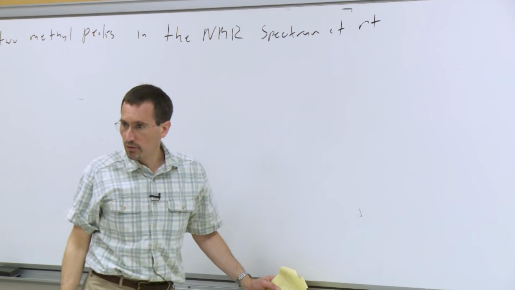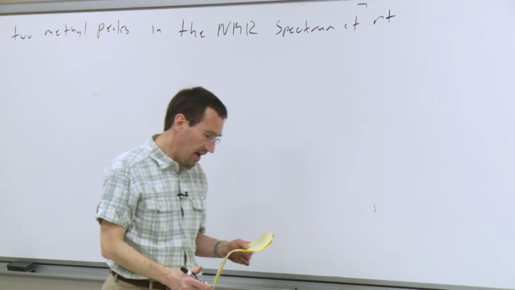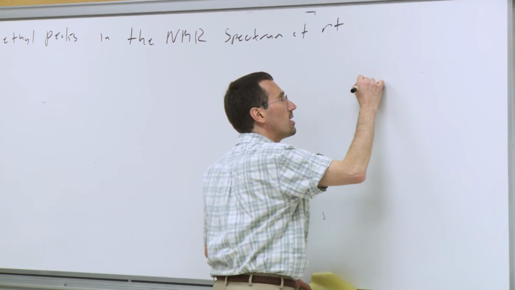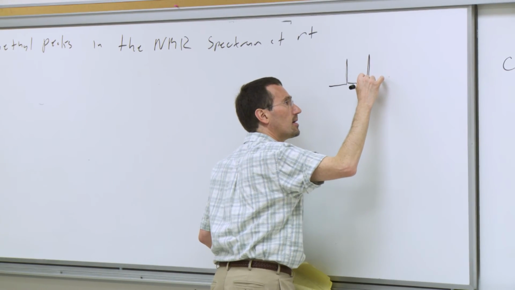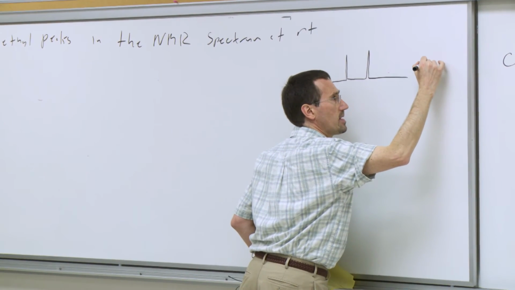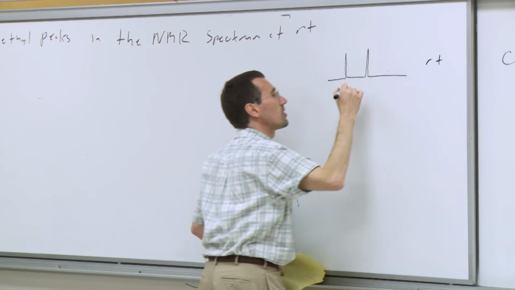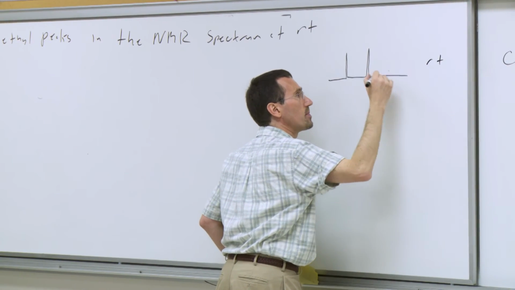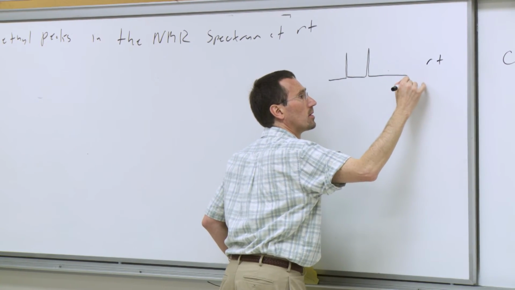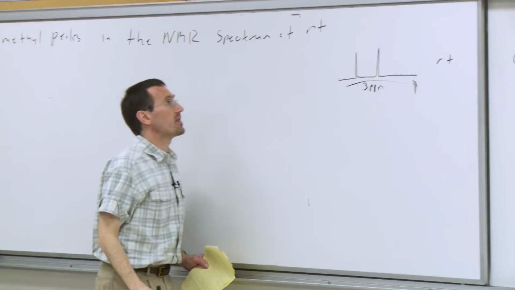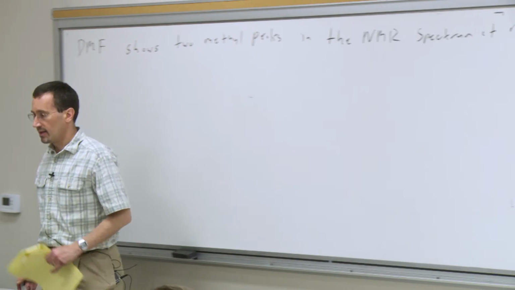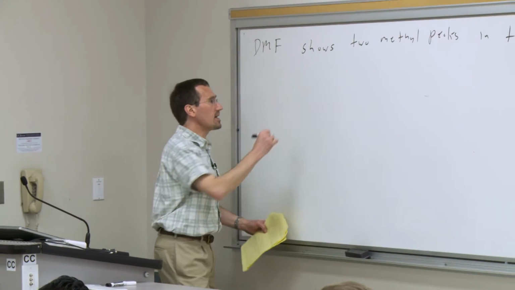So in other words, if you look at, in proton NMR, about 3 parts per million, you'll see a methyl peak and another methyl peak. So this would be at room temperature. This would be about 3 parts per million, somewhere around here in the NMRs. All right, so what's going on here?